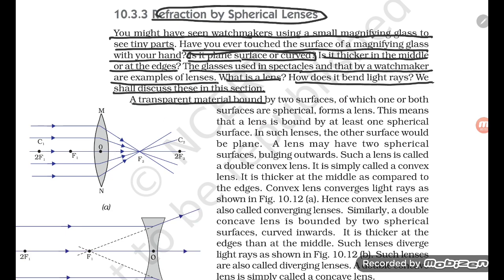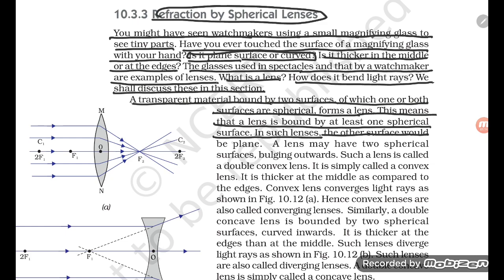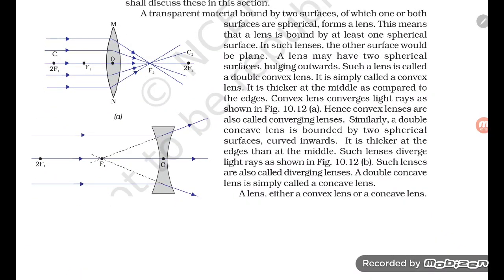A transparent material bound by two surfaces, of which one or both surfaces are spherical, forms a lens. This means that a lens is bound by at least one spherical surface. In such lenses, the other surface would be plane. A lens may have two spherical surfaces bulging outward.